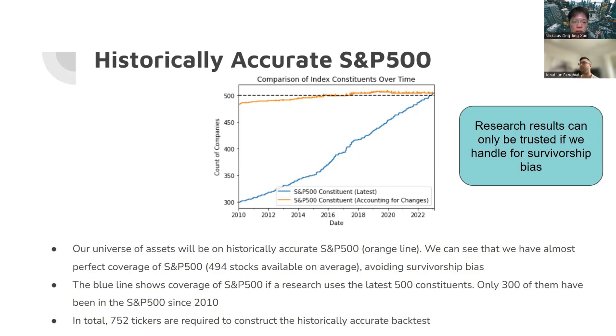S&P 500. The blue line shows the coverage of the S&P 500 if you only use the actual latest constituents. Only 300 of the S&P 500 have actually been in the S&P 500 since 2010. So if you use only the current S&P 500, you would have survivorship bias. In total, 752 tickers were required to construct the historically accurate backtest.